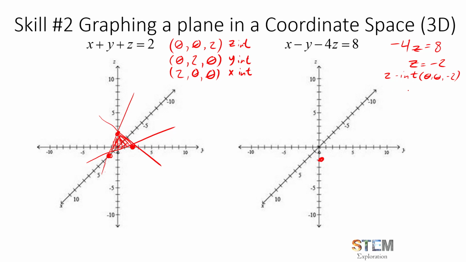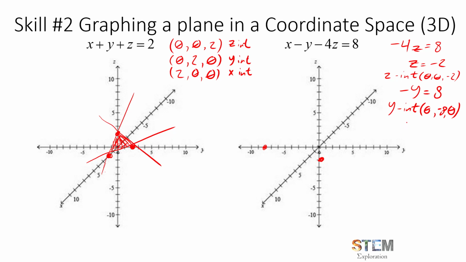All right, if I want to find the y-intercept, I'm going to say negative y is equal to 8. That's because I'm plugging in 0 for z and 0 for x. So the y-intercept, because I'm plugging in 0 for x and 0 for z, is going to equal negative 8. That's going to be my ordered triple there. So the y-intercept is over yonder.